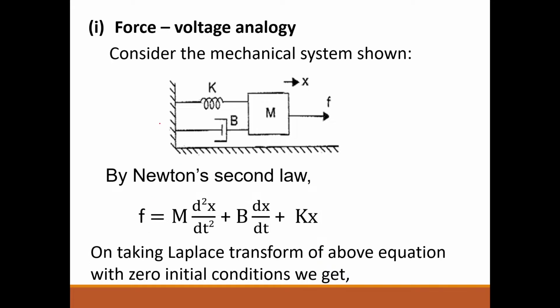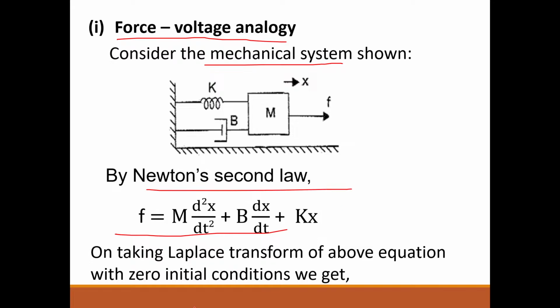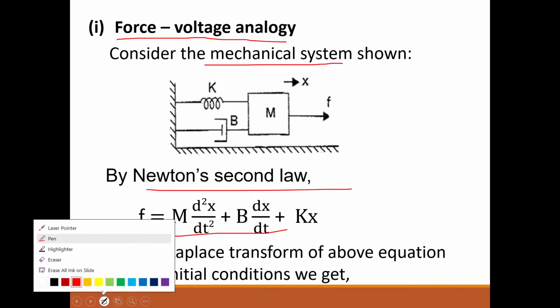So it's simple, isn't it? What do we want now? We want force voltage analogy. For that, we have taken a mechanical translational system in which all the three basic elements are there: mass, dashpot, and spring, and applied force F. For that, we have written the differential equation using Newton's second law. That's it. So I'm going to change the slide now.